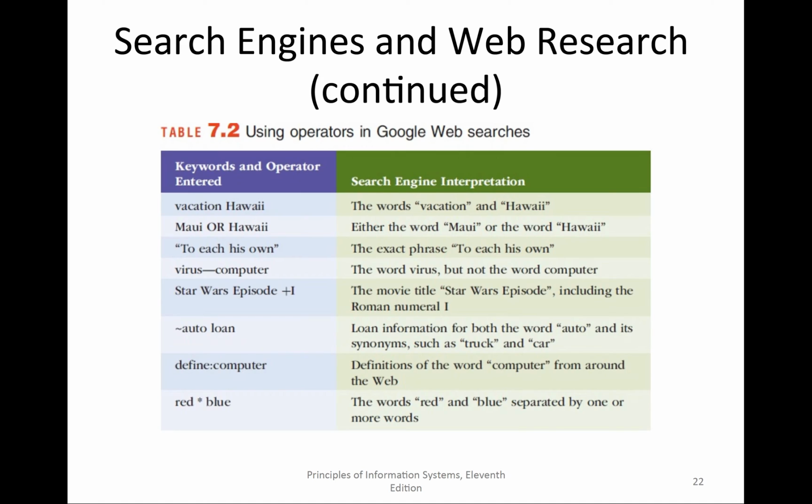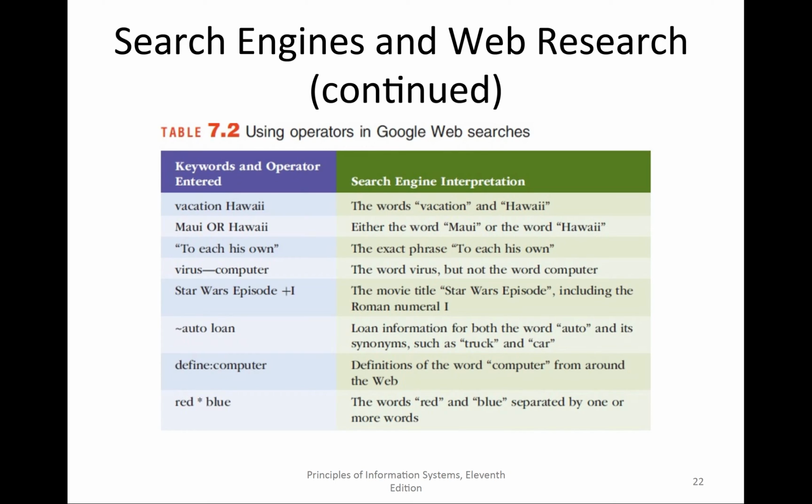Okay, so this table shows using operators in Google web searches. We have the keywords vacation Hawaii, and the search engine interprets them as the words vacation in Hawaii. Then you can have my or Hawaii, then it finds sentences that include my or the word Hawaii. Then you can use quotation marks, like "to each his own", and the exact phrase "to each his own" is searched. Please try these on your computer. You can have virus -computer, the word virus, but not the word computer.